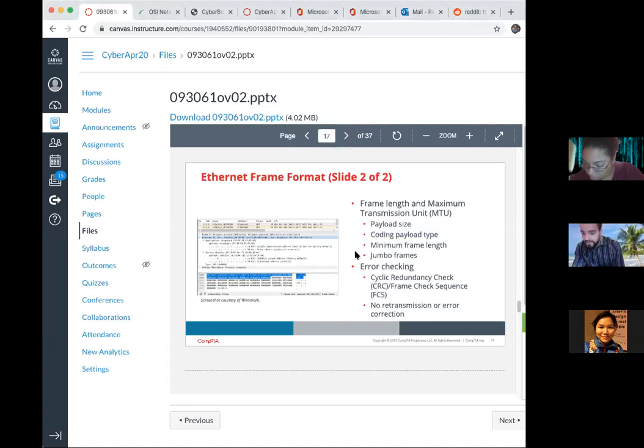And then we have error checking. Error checking is one of the fields on that frame. We can have cyclic redundancy checks or a frame check sequence. The cyclic redundancy check is calculated based on the contents of a frame, however, there's no mechanism to retransmit if there is damage to a frame. So I don't really see the point of it, but it knows that there was an error at least.